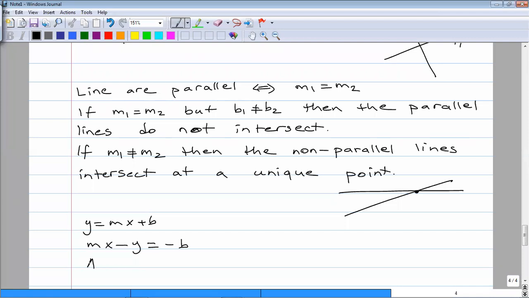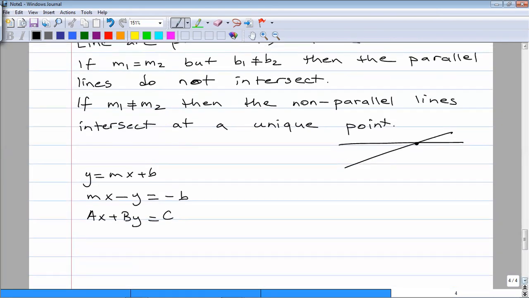Or more generally, ax plus by equals c. More general form for the equation of a line. So once you have an equation, you can multiply both sides of your equation with any number you want. So once you have an equation, you can multiply it with a constant c to write another equation. This is small c, this is big C. So as equations, they will be different, but graphically, they represent the same line.